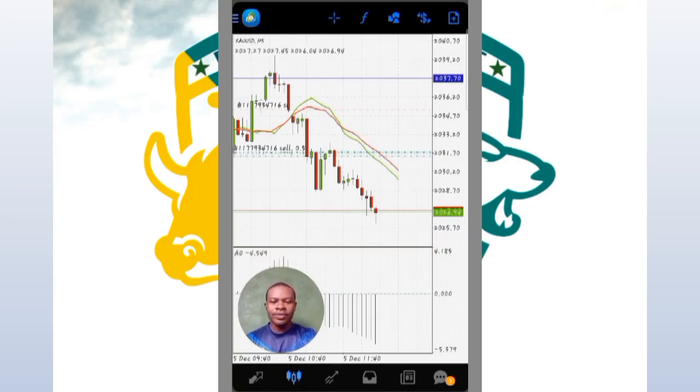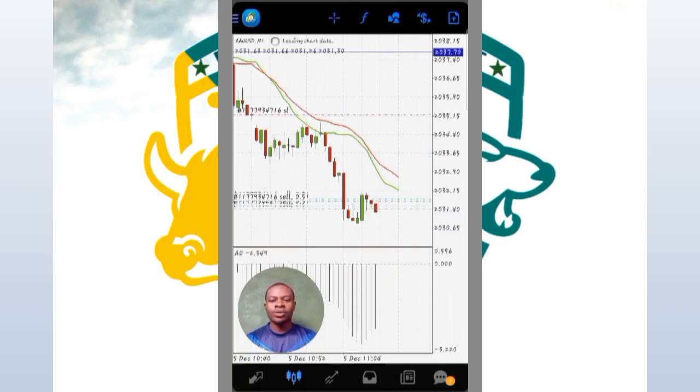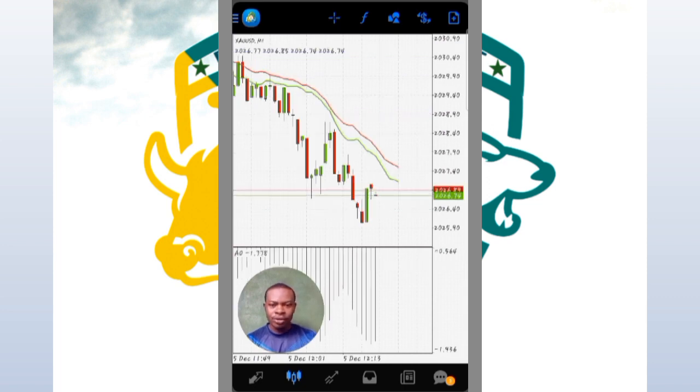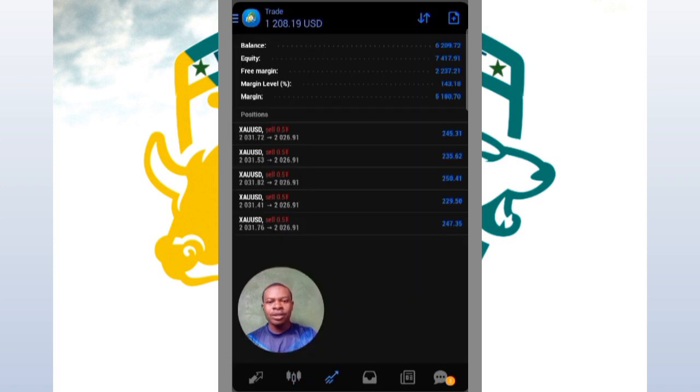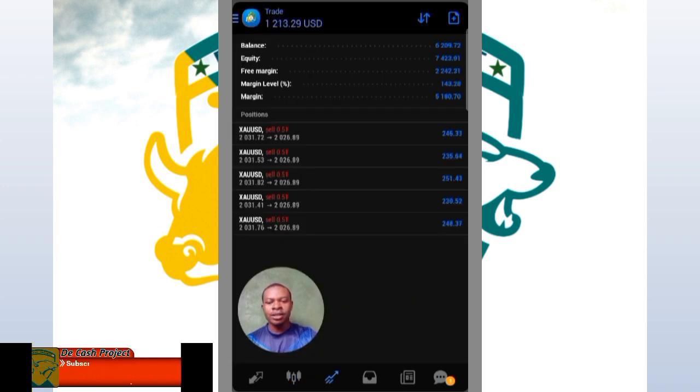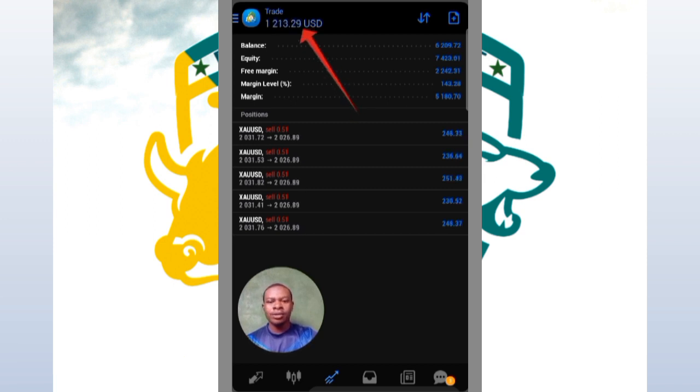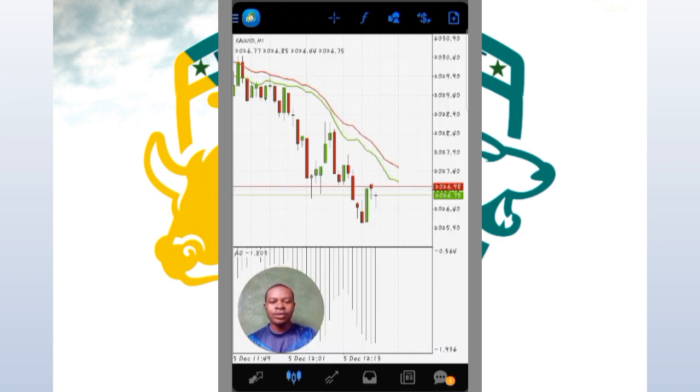Alright guys, in today's video I want to take you through my trading history, and I want to share with you my trading experience and how I'm able to make this profit right here that is floating. Of course you can see that I'm floating on about $1,200 profit, and here is my lot size. You can see this is a micro lot size, 0.15. Alright, so let me take you through my trading history.